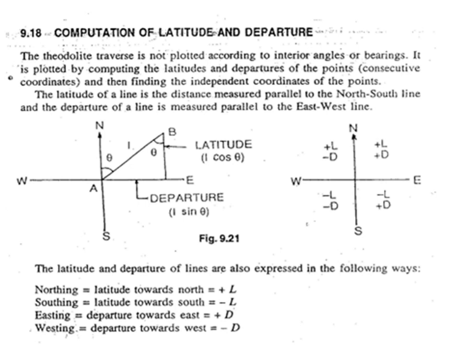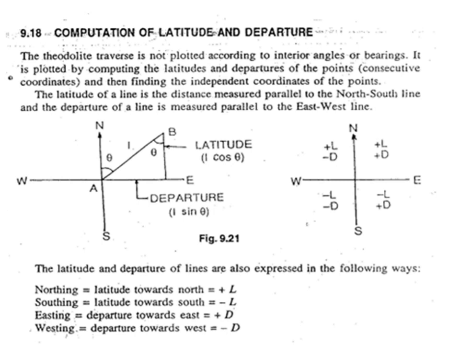Similarly, if the line is lying in the third quadrant, then both the latitude and departure are negative. Whereas if the line is lying in the fourth quadrant, then the latitude is positive and departure is negative, which is shown in the figure. So then we are going to consider the latitude and departure.